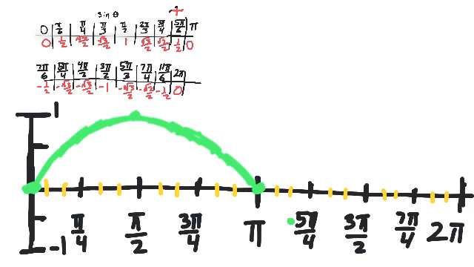5 pi over 4 is negative radical 2 over 2. 4 pi over 3 is negative radical 3 over 2. And then all the way to 3 pi over 2 is when I finally reach negative 1. So again, this quarter is going to grow pretty quickly and then kind of level off until it reaches its lowest point right there.